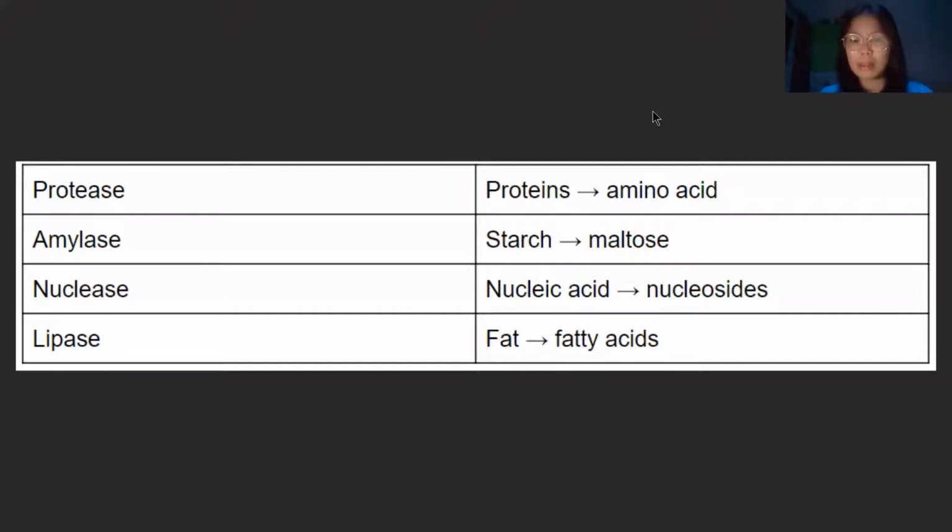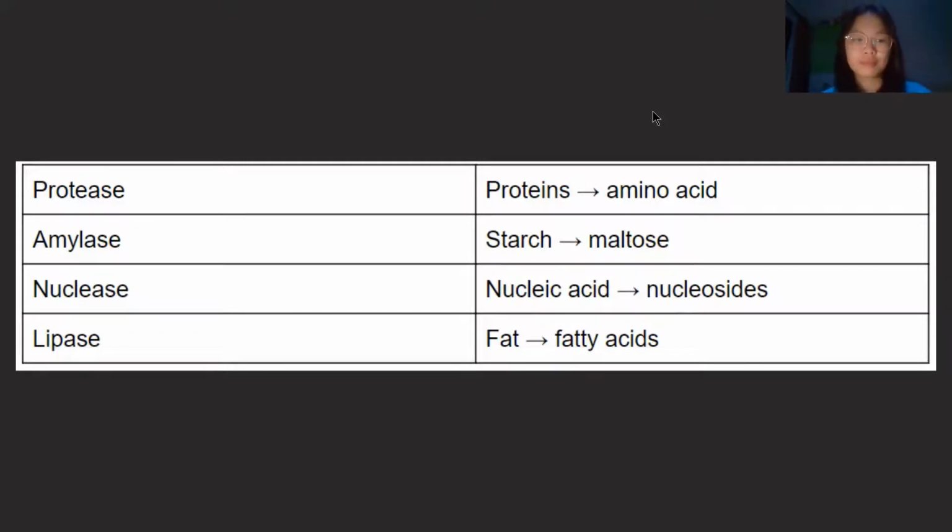Basically, monomers are the building blocks to these molecules. So if you're playing Lego, for example, if you're going to build like a car or a castle with the Legos, all the little pieces are the building blocks. So the little pieces are the amino acids, the maltose, nucleosides, and fatty acids, and your final product is actually just the protein, starch, nucleic acid, and fats.